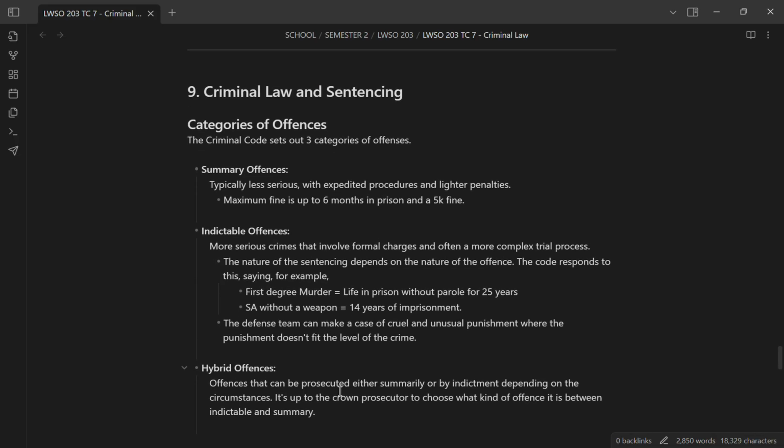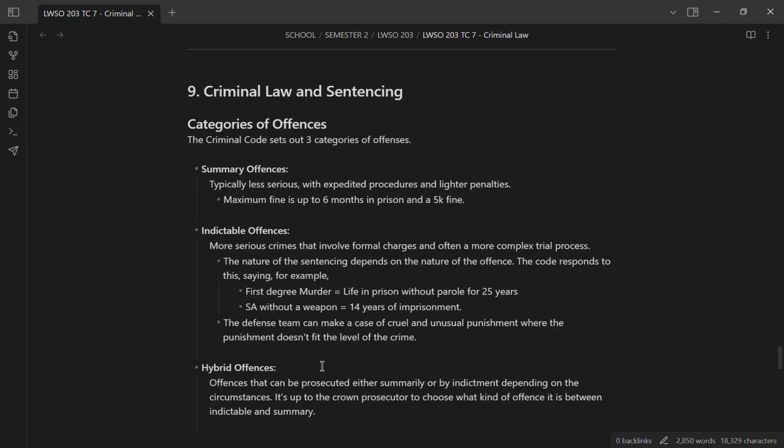Now let's go over criminal law and sentencing. Within criminal offenses, the criminal code sets out three categories of offenses: summary offenses, indictable offenses, and hybrid offenses. Summary offenses are the equivalent of misdemeanors in America. They're typically less serious, with expedited procedures and lighter penalties. For these summary offenses, there's a maximum of up to 6 months in prison and a $5,000 fine.